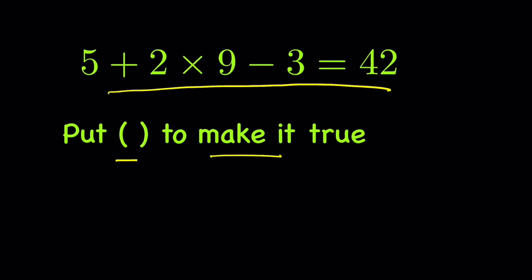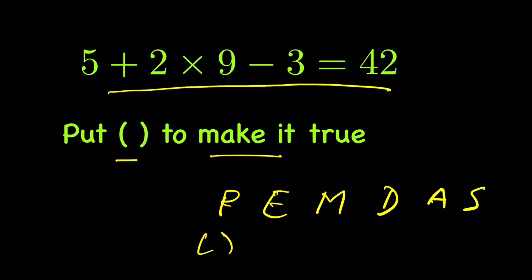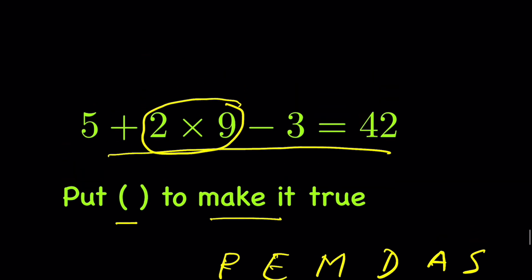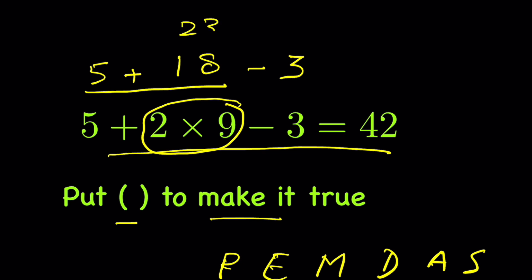If we solve it according to PEMDAS, P stands for parenthesis, E for exponent, M multiplication, D division, A addition, S subtraction. So first we will do multiplication. It will be 5 plus 9 times 2 is 18 minus 3. Now 18 plus 5 is 23. 23 minus 3 is 20. So this is not equal to 42.